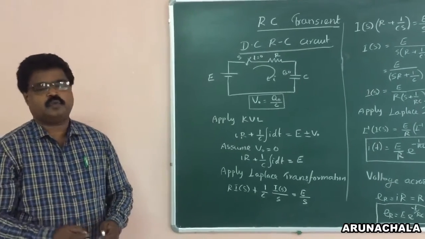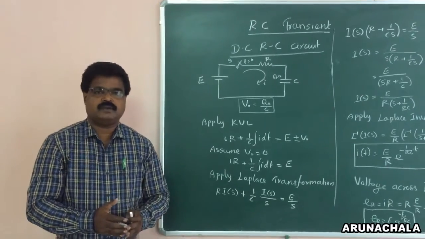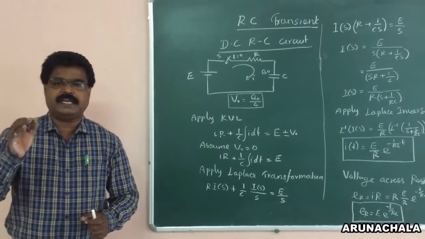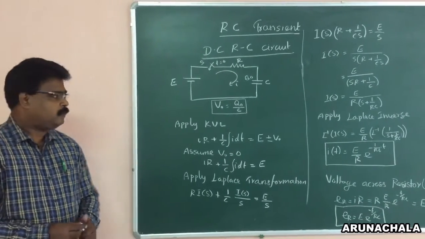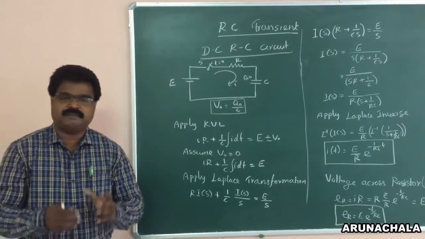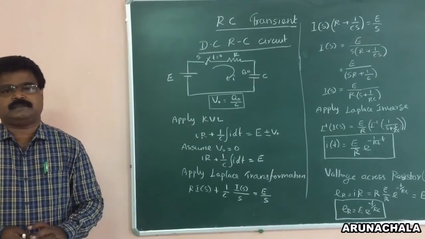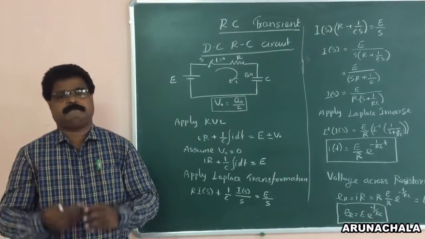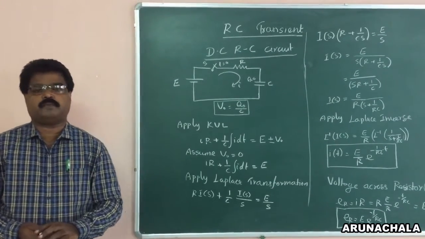So our aim is to find the transient current for this RC circuit. Here we are going to derive the transient current I of t for the RC circuit. Before entering into the derivation, you must be very careful. The capacitor is the energy storing device. Sometimes it has an initial voltage, right? This point will be useful when you are solving problems.